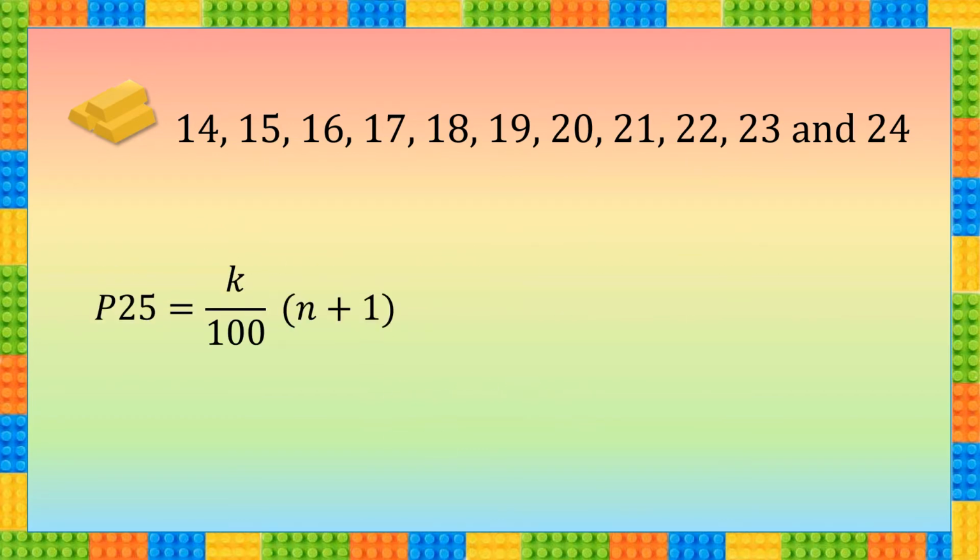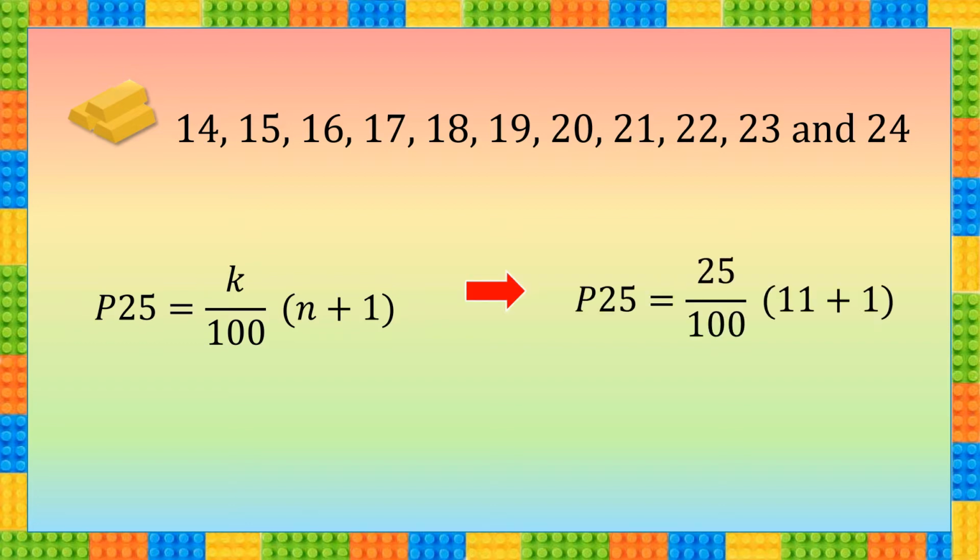Now, for percentile, the formula is Pk = k(n+1)/100. For the 25th percentile, we will substitute the values. K is 25 and n is still 11. We will simplify the equation again, and we will get 3, or the third term, which is, what do you think it is? 16? Correct! The 25th percentile is 16.